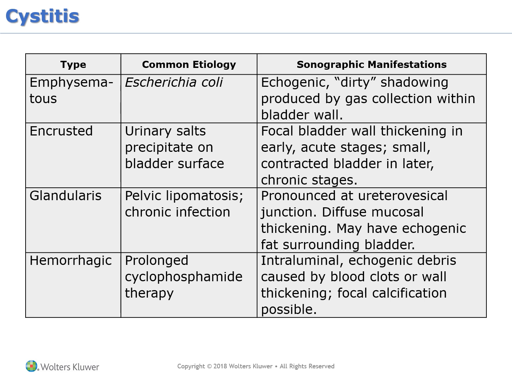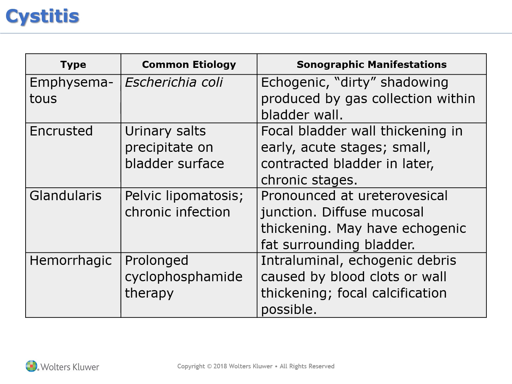Glandularis is usually caused by pelvic lipomatosis, so the development of little diffuse lipomas throughout the bladder, or chronic infection. And so this would have a diffuse mucosal thickening and echogenic fat surrounding the bladder.